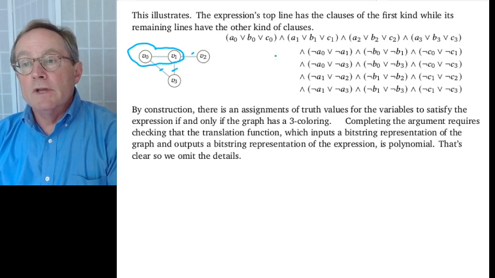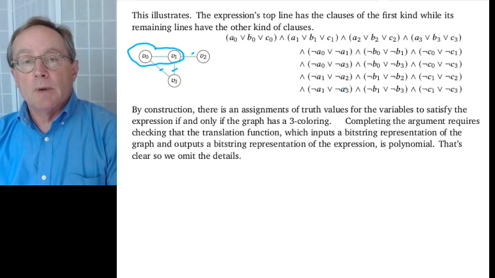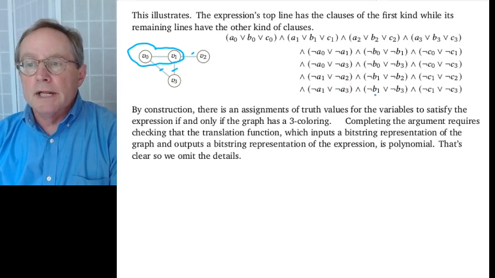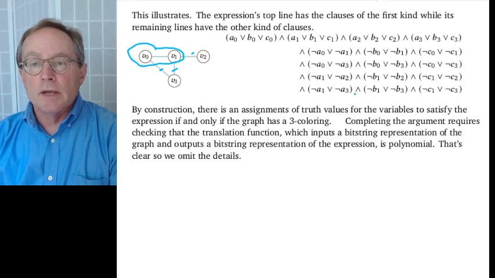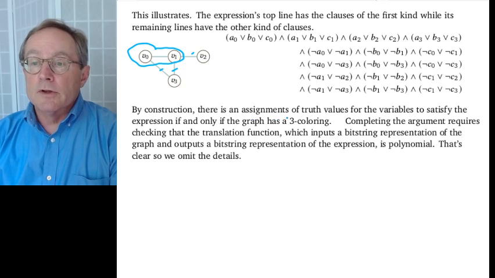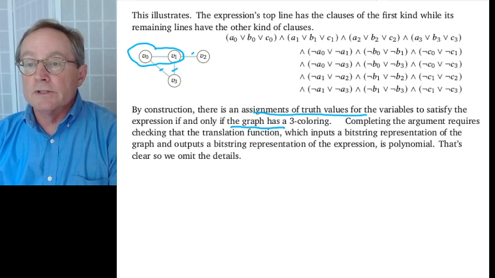So what I have here is a somewhat complicated, because propositional logic is kind of an oddball programming language, but a somewhat complicated statement that says everybody gets a color and never do connected vertices get the same color. So I constructed the expression in such a way that there's an assignment of truth values for the variables if and only if the graph has a 3 coloring.